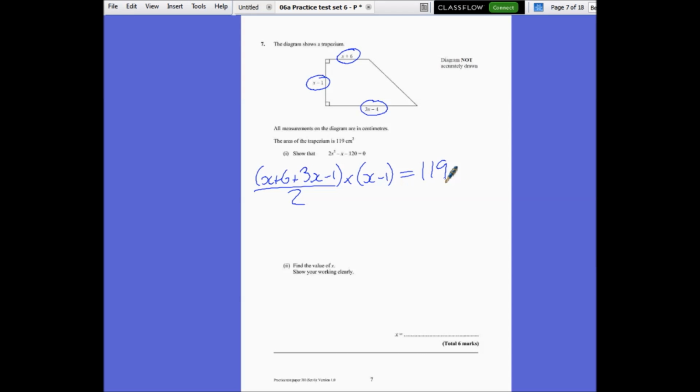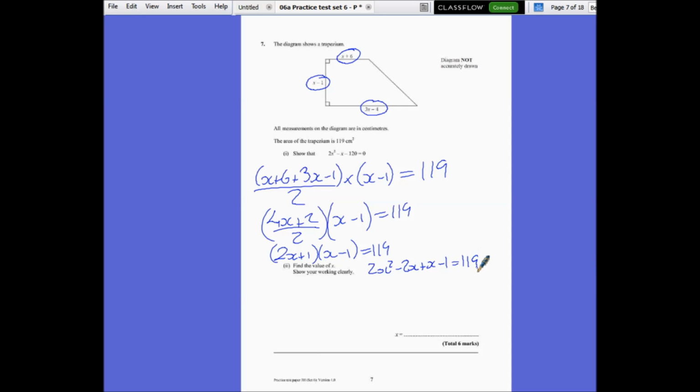If we simplify this over here, we'll end up with 4x plus 2 over 2, and that would be multiplied by x minus 1 to give us 119. And to simplify that further, we can divide by 2, we get 2x plus 1 multiplied by x minus 1 will give us 119. Now if we expand those brackets out, we end up with 2x squared minus 2x plus x minus 1 equals 119. And if you put the x's together, that's just minus 1x, and take the 119 over to the other side, we end up with 2x squared minus x minus 120 equals 0, like it asked for.